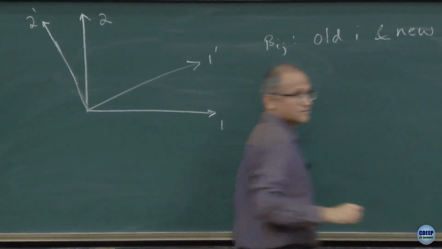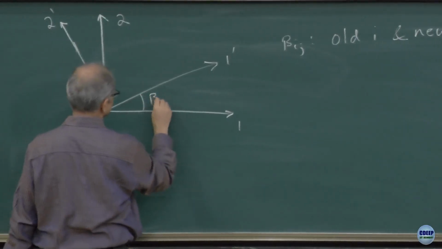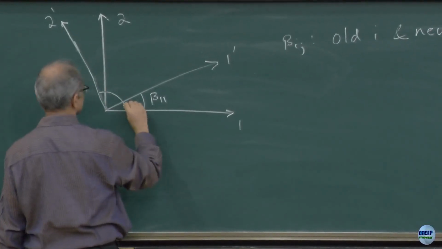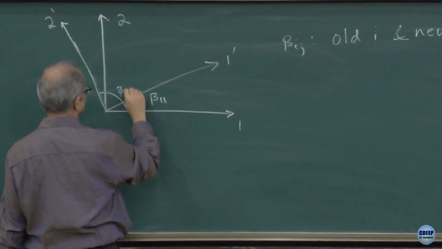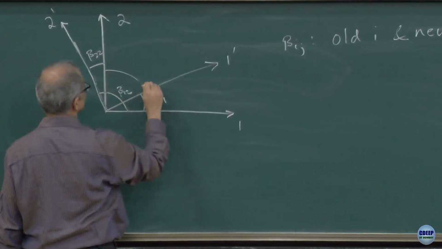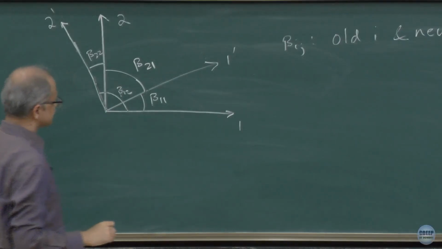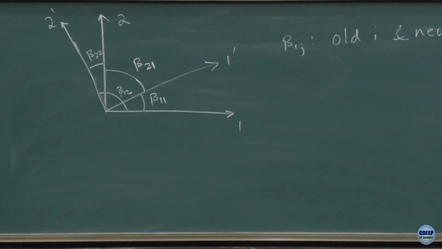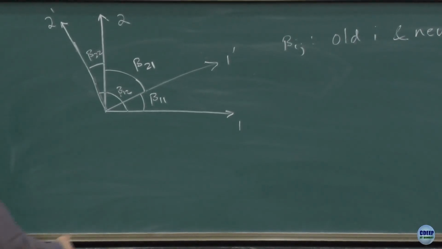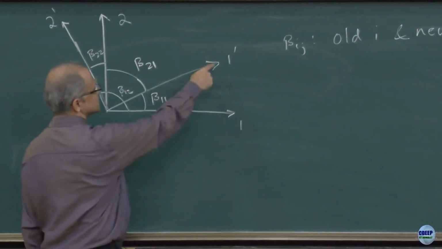Correct? This is what we had said. Therefore, this angle becomes beta 1,1. This angle becomes beta 1,2. This angle becomes beta 2,2. And this angle becomes beta 2,1. Please understand that we are simply saying that the axes 1' and 2' are the new axes.